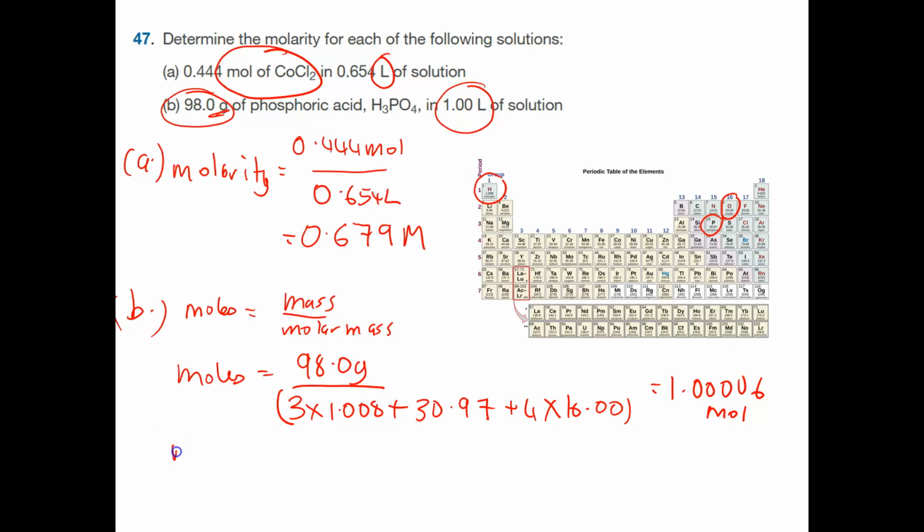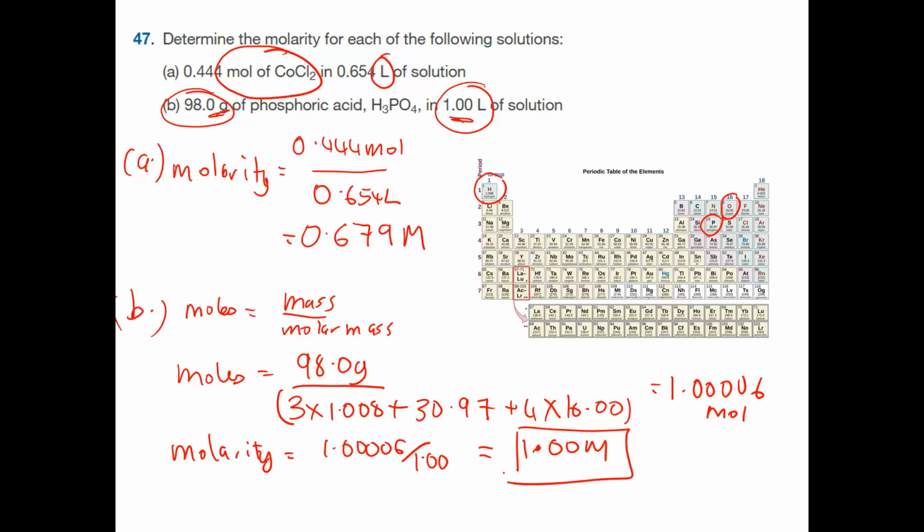And now we're going to calculate the molarity, which is our moles, 1.0006, over our volume, which was 1 liter. So we have, to 3 significant figures, a 1 mole per liter solution. Okay, so there are our 2 answers. And OpenStax agrees with me.